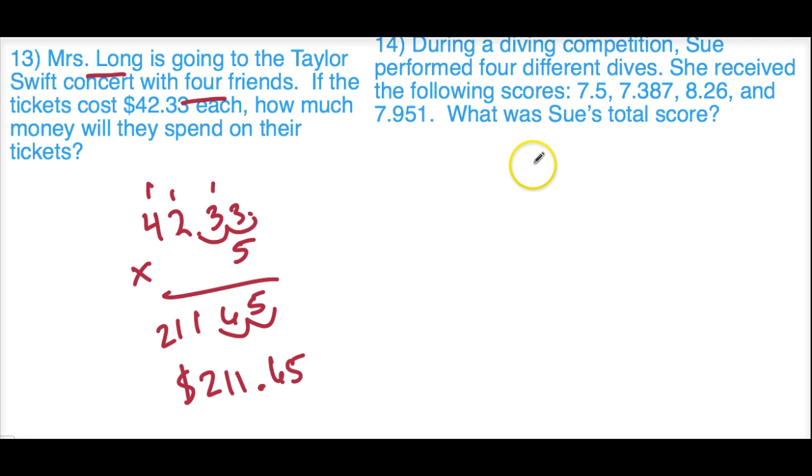Next one, during the diving competition, Sue performed 4 different dives. She received the following scores: 7.5, 7.387, 8.26, and 7.951. What was her total score? So this one we're just simply adding up our decimals, so I'm going to line them up because we're adding. And I'm going to be very careful to keep my place values in line.